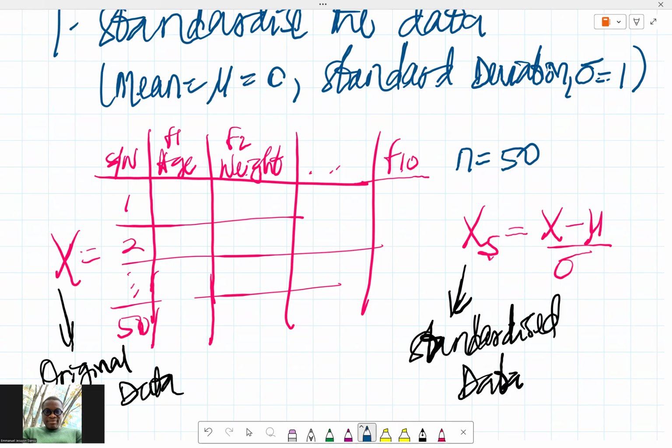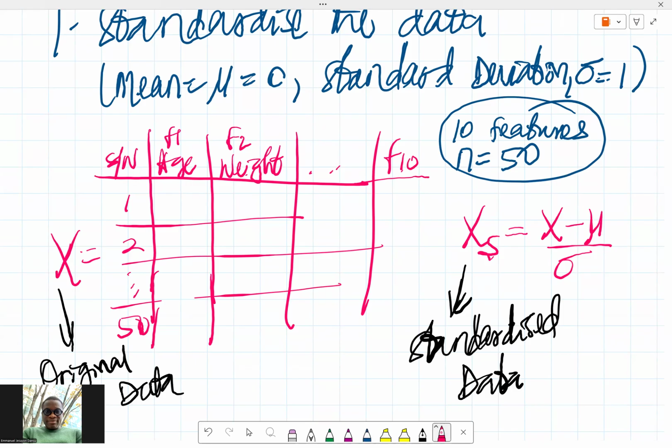So 10 features and 50 data points. That's what this particular table, as an example, has. Okay, 10 features and 50 data points. That's the kind of idea.